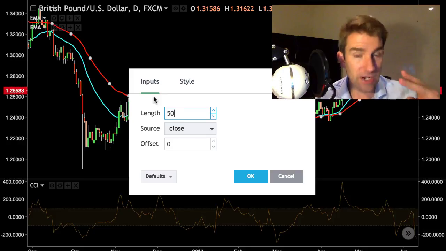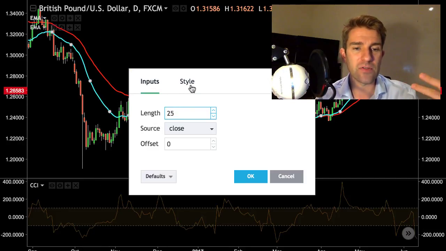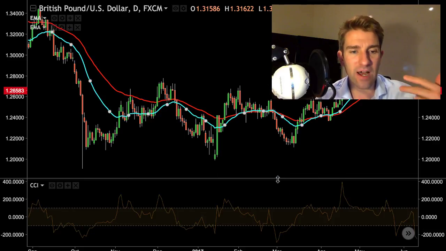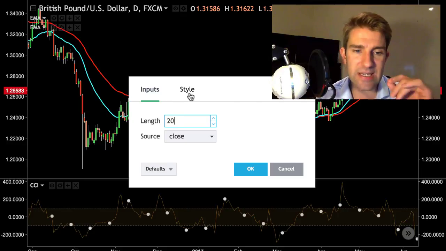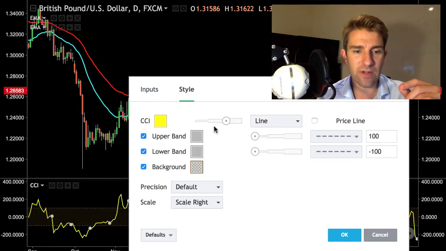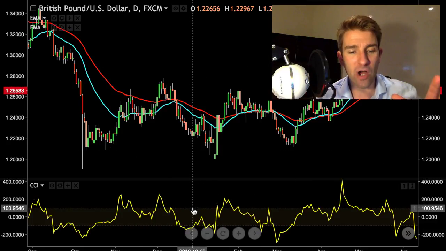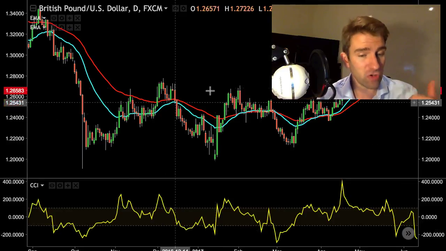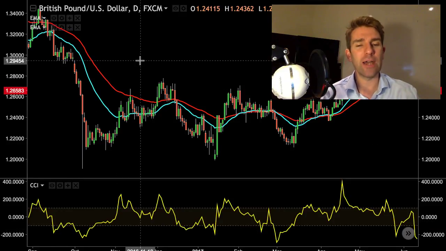They're both exponential. One of them is a 50 period, and that's the red one, and the kind of cyan one here is a 25 period. Back to those in a second. I've got a CCI on the standard 20 period settings, and you know what? I need to make that yellow because I just prefer it to look at. I've got it on standard default settings other than that, where above 100 is overbought, below minus 100 is oversold. Okay.